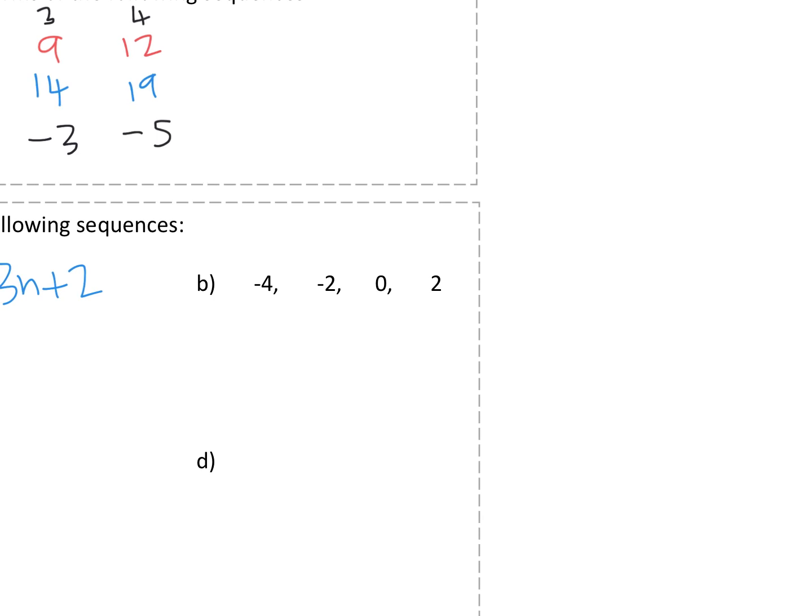Let's look at the next one. Here we can see, if we look at the differences, that it's gone up by 2 each time, which should remind you of the 2 times tables. The 2 times tables being 2, 4, 6, 8, and so on. What's the nth term for the 2 times tables? Well, the 2 times tables is just multiplying the term number by 2. It's called 2n.